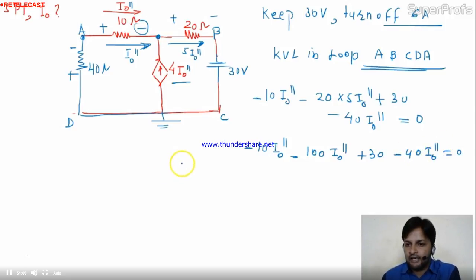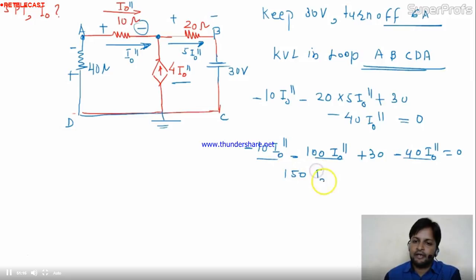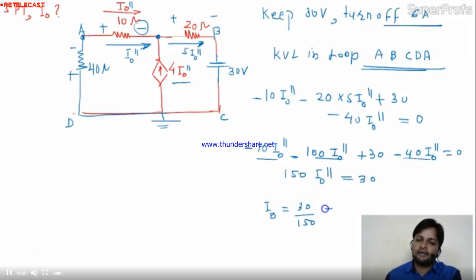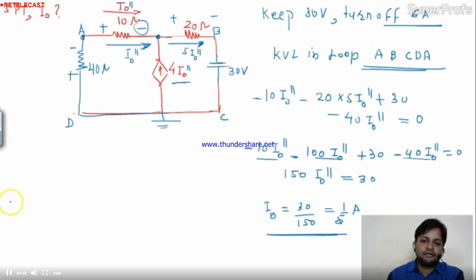Is it okay? Correct. So 10 plus 100 plus 40, this will become 150 I naught double dash equal to 30 actually. The equation will be like this. So I naught equal to 30 by 150. It means 1 by 5 ampere. And the direction of the I naught is nothing but the same. So this is nothing but the I naught double dash.